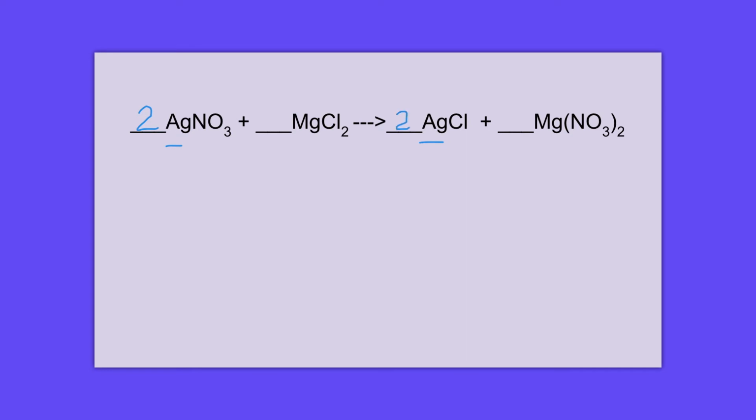That's actually really helpful because now I've got 2 silvers and 2 chlorines. And on my reactant side, I needed 2 chlorines. So now my chlorines are balanced as well. This equation is balanced, and notice that I didn't write any coefficients in front of the MgCl2 or the MgNO3. Those coefficients are technically 1s, but we generally don't write those.